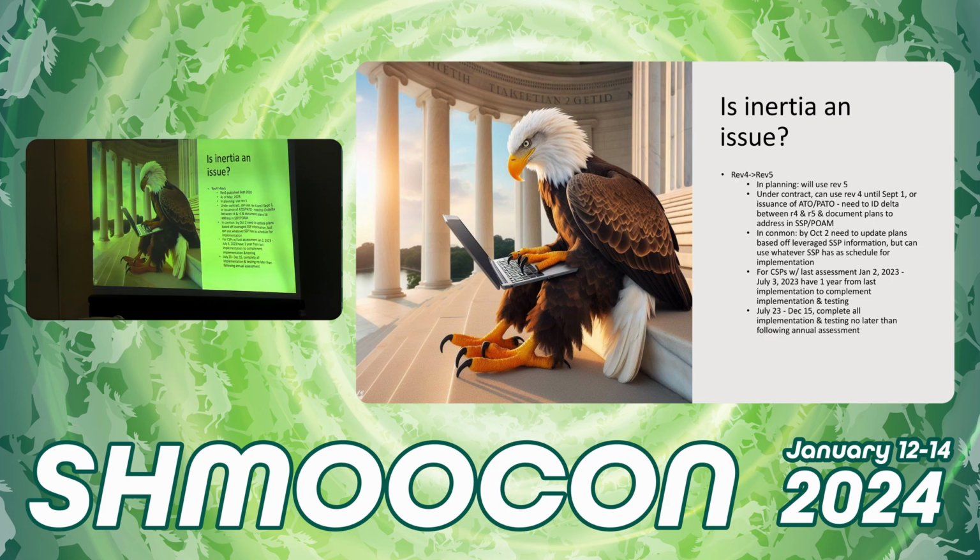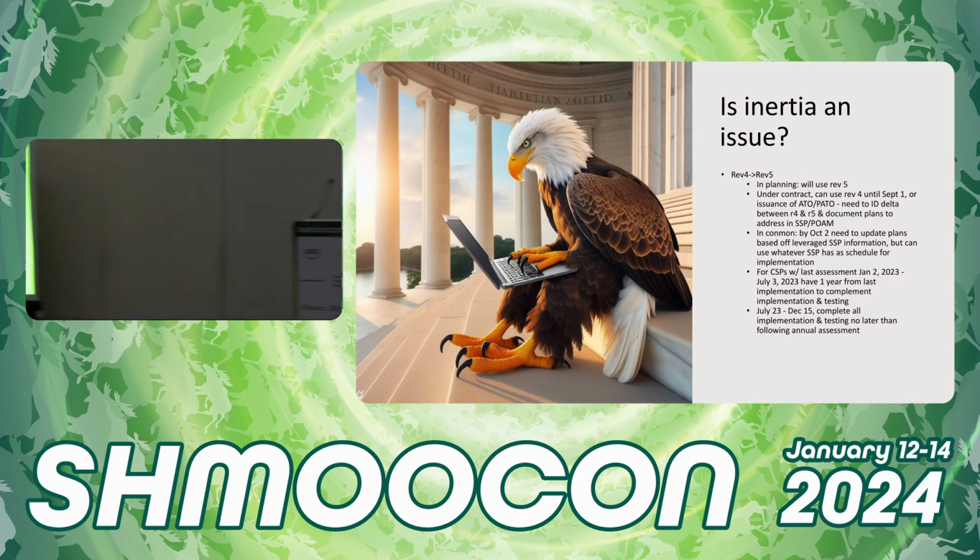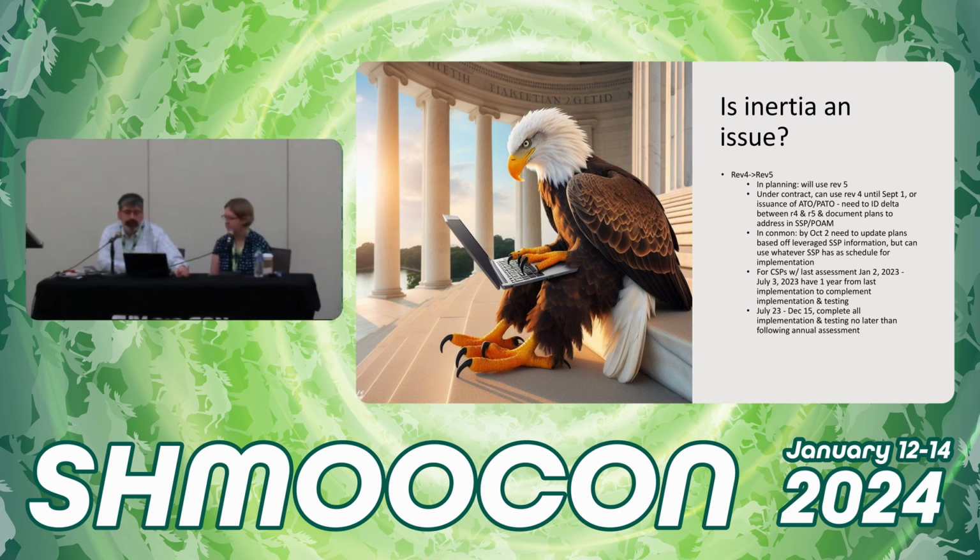If you're in continuous monitoring, you needed plans by October 2nd. If you had your last assessment between January and July, you've got a year to make the switch. Between July and December, complete everything implementation-wise and testing no later than following your next annual assessment, which could be three years out from that point, theoretically. So you could be looking at five years after the release of Rev 5 before you're actually required to get that in place.